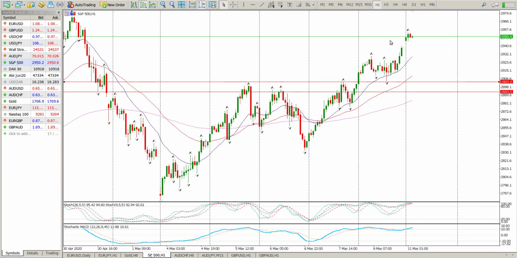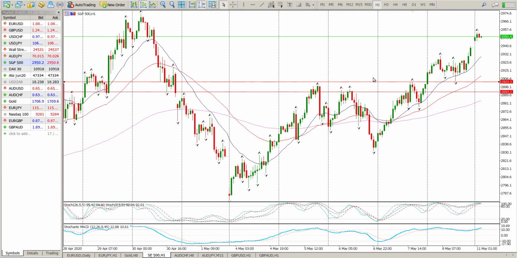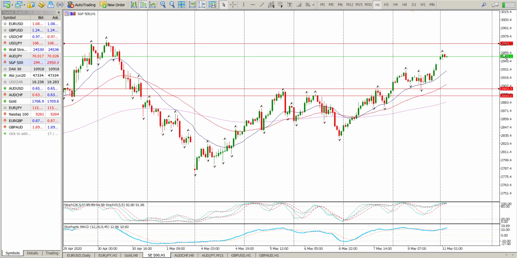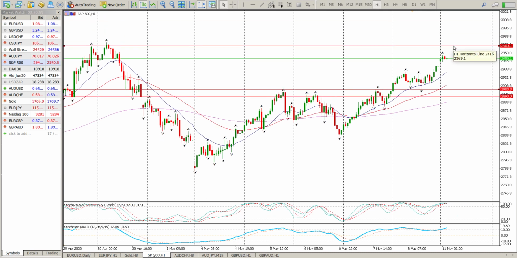But right now, this trend is up. You want to be riding with the trend. You need to be paying attention to this area here, because that's definitely a take profit area. 2969, 2970. That is the area that you're going to see some profit taking.